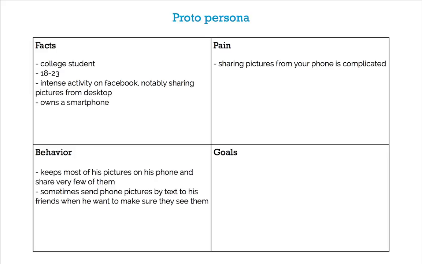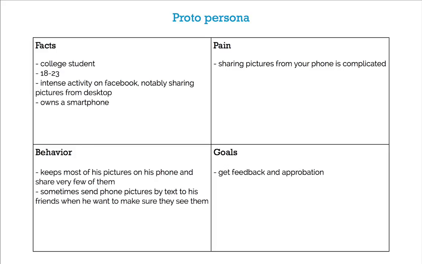So for us, it will be that he keeps most of his pictures on his phone and shares very few of them, and that he sometimes sends phone pictures by text to his friends when he wants to make sure they see them. And finally, what goal is the potential user trying to accomplish through the behavior that our solution will do better? This is really important and really interesting, but not always clear or easy to find.